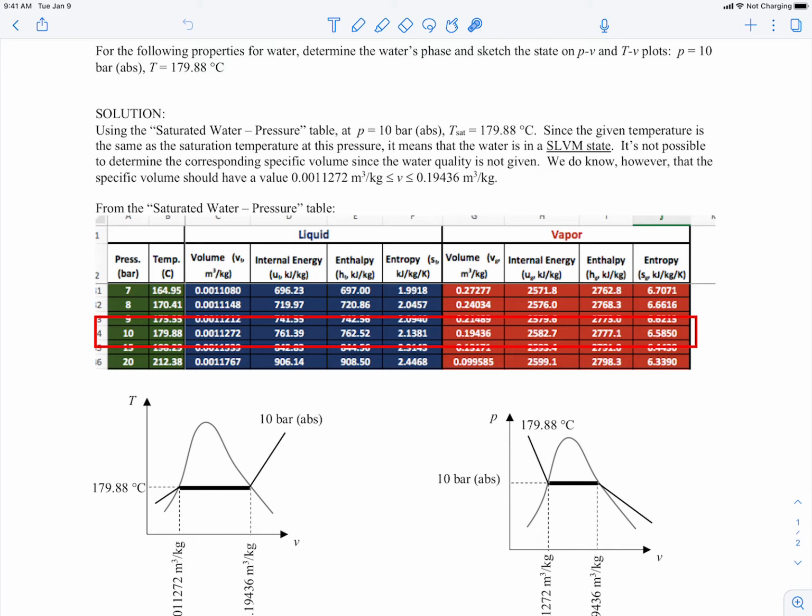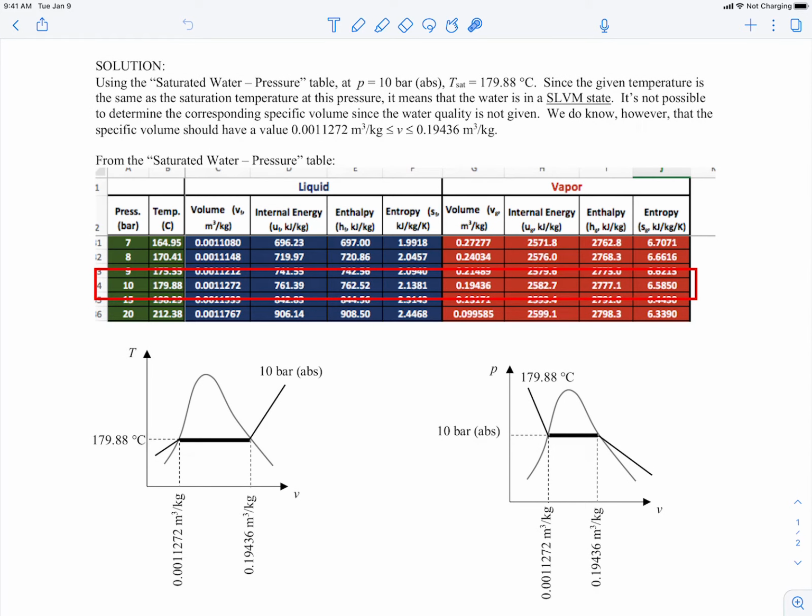Now, if we draw this on a PV diagram, let's do that one right over here. Here's a PV diagram. So I have pressure on this axis, specific volume on that axis. Here's our vapor dome, just sketched in. Here's the pressure of 10 bar, just drawing it over this way. And the corresponding saturation isotherm is this line right here. So the isotherms go from the upper left to the bottom right.